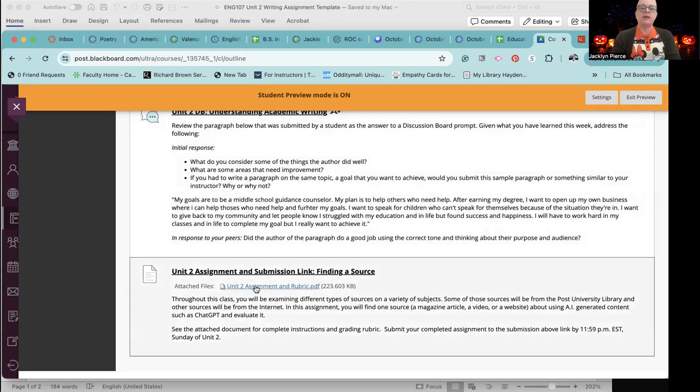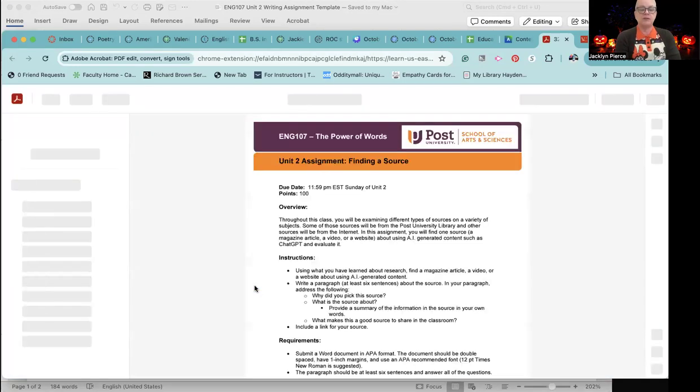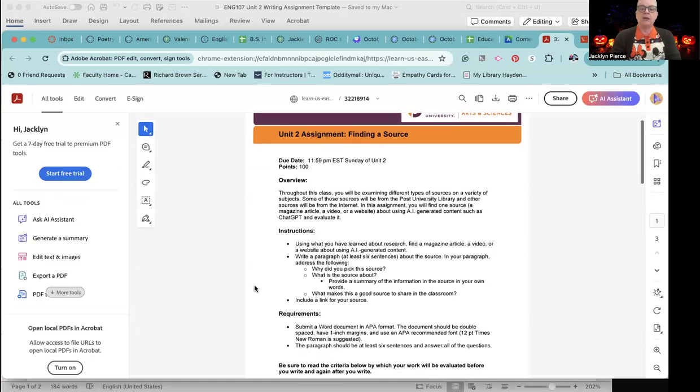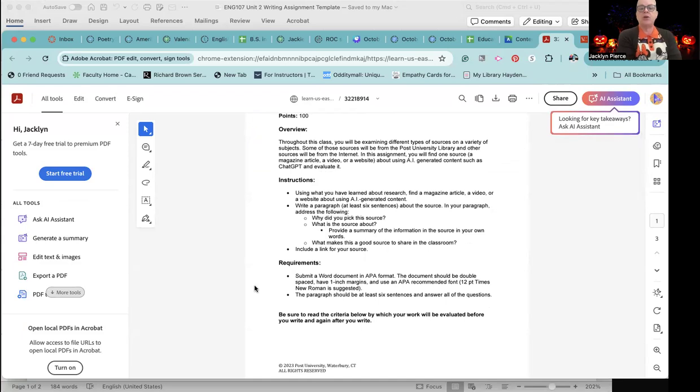So we will take a look at the assignment sheet first. And most of that we just went over, but notice under the instructions, there are some very specific questions. So you're going to find an article, a video, or a website talking about using AI generated content. And you're going to answer these questions using what you have learned about research. Okay, that's the first one.